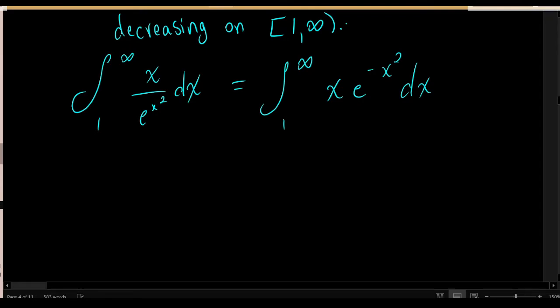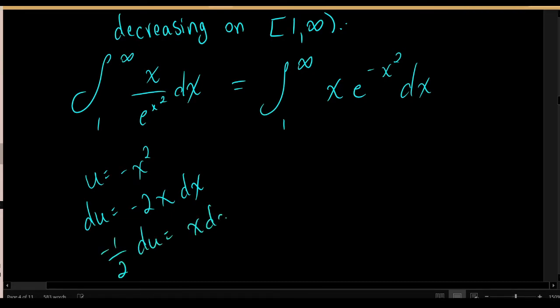Once I've rewritten the integrand in this fashion, let's use a u substitution. For example, I think that a nice one here might be u equals negative x squared, because then du is equal to negative 2x dx. So we've got the x dx, but we don't have the minus 2, so let's move that over to the side. Negative 1/2 du is equal to x dx. And that u substitution transforms my integral into the integral from x equals 1 to x equals infinity of what is now negative 1/2 e to the u du.